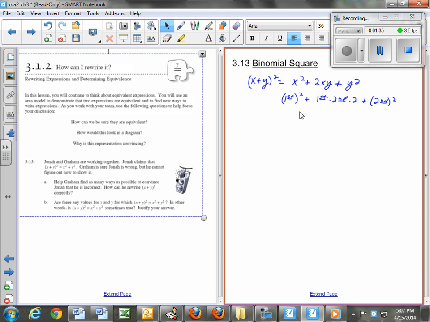Just to reiterate how this works, you take the first number and square it, so x squared. You take the first times the second and double it. So you take this x times this y and double it to get 2xy. And you take the second term squared. So next to question 313, make sure you label that as the binomial square.